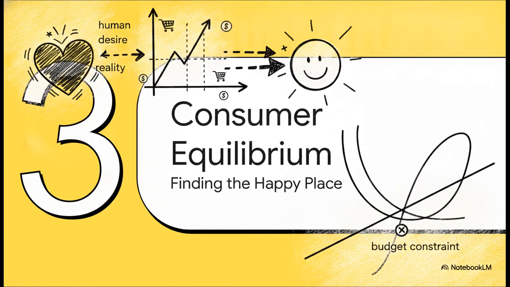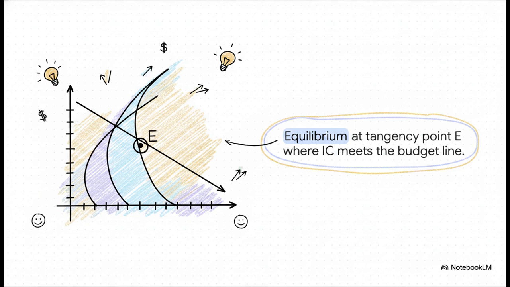All right, part three, finding consumer equilibrium. We like to call this the happy place. This is where human desire smashes into market reality. Equilibrium happens at a very specific spot, point E. It's exactly where the highest possible indifference curve just barely kisses, or is perfectly tangent to, the budget line. Anything higher, you just can't afford it. Anything lower, you're leaving happiness on the table. Point E maximizes your utility within your actual real-world budget.